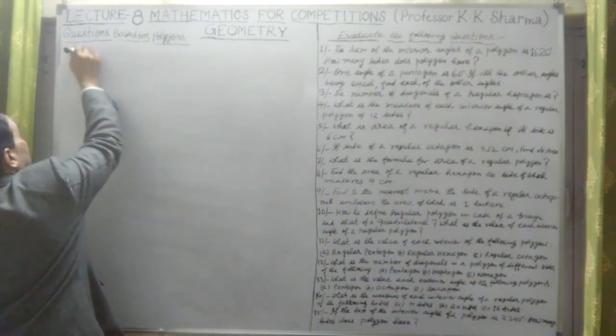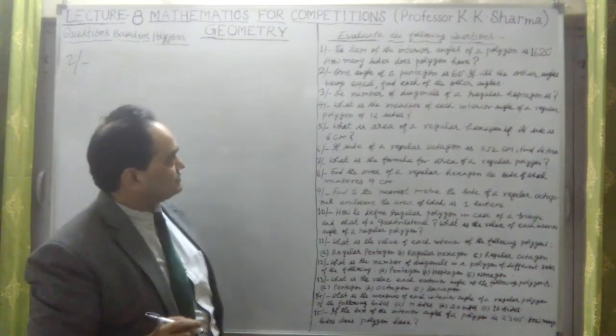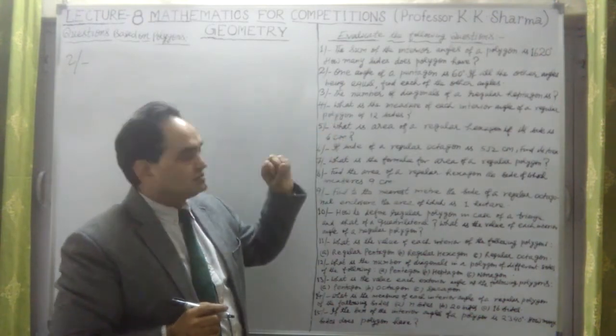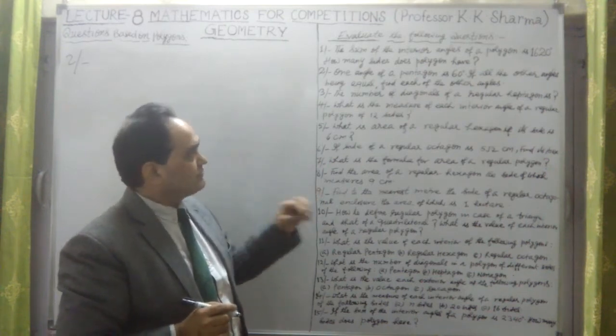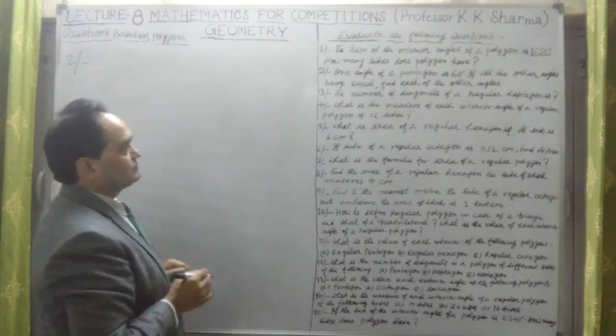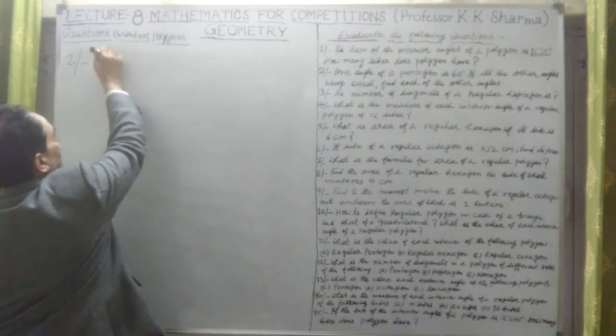So question number 2 here. Question number 2 says one angle of a pentagon is 60 degrees. If all the other angles are equal, find each of the other angles. That is the question. So here we are given what is given to us.